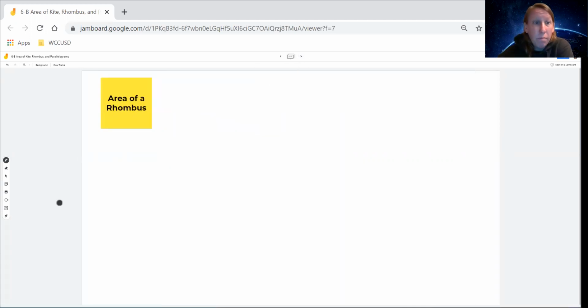Next shape, a rhombus. What is a rhombus? A rhombus is a very special type of parallelogram with, what makes something a rhombus? 4 congruent sides. Okay.